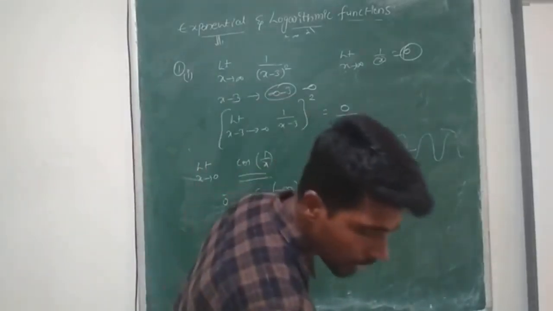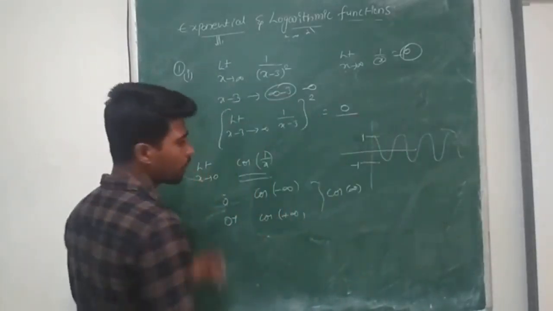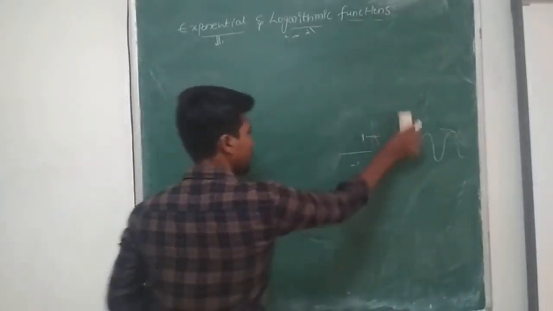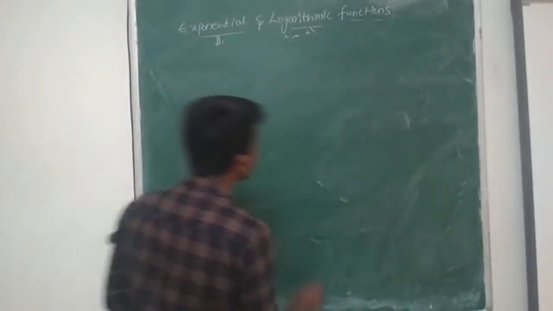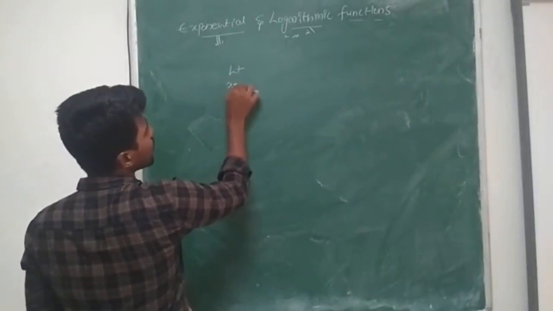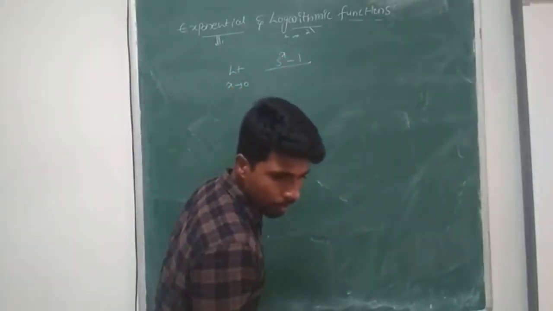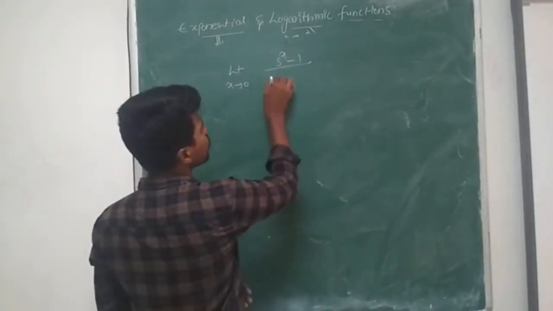And one more, limit x tending to 0, (3 power x minus 1) by (root over 2 plus x minus root 2).